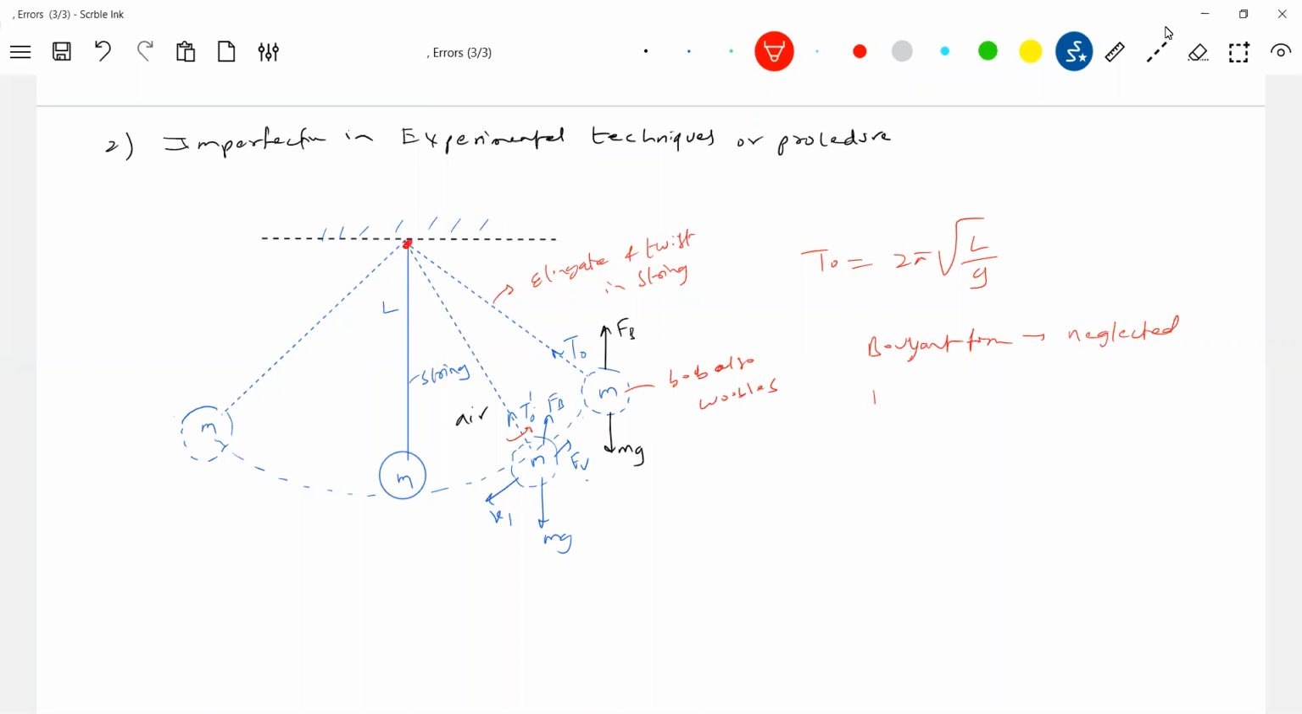Neglected. Then next, viscous drag will be neglected. Then after viscous drag is neglected, what do we say? Elongation and twist in the string are neglected or not noticed, or we don't bother. Then the oblique effect of the bob.